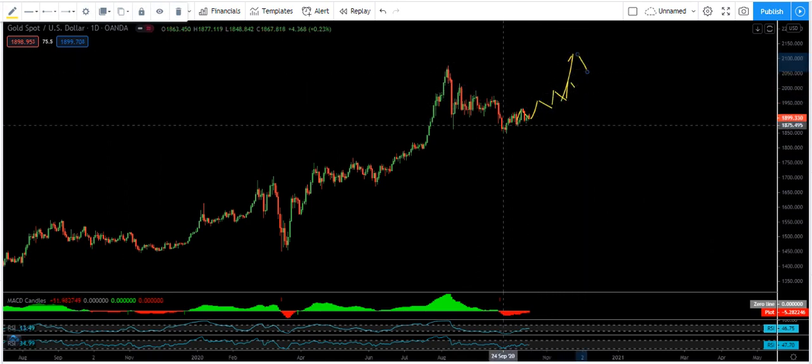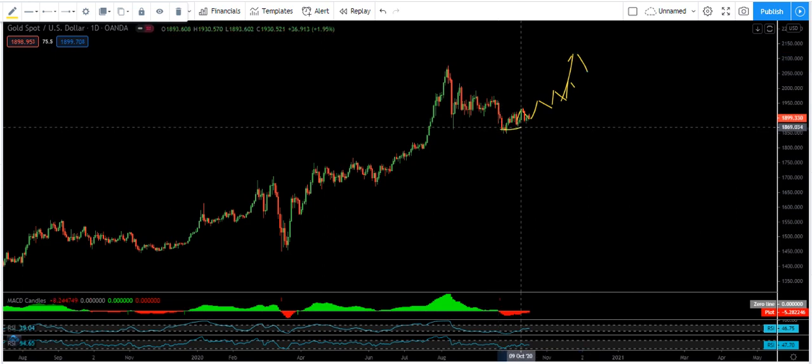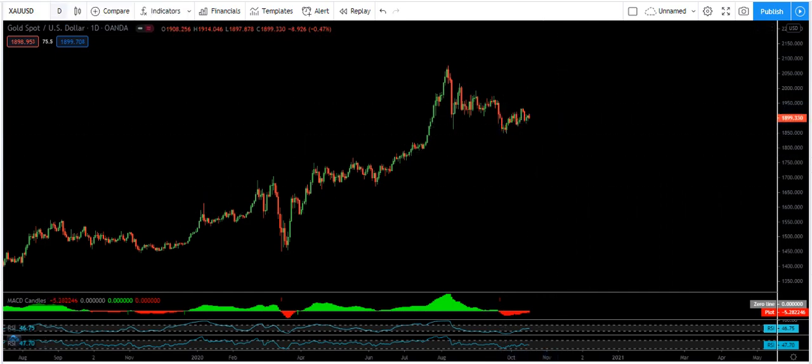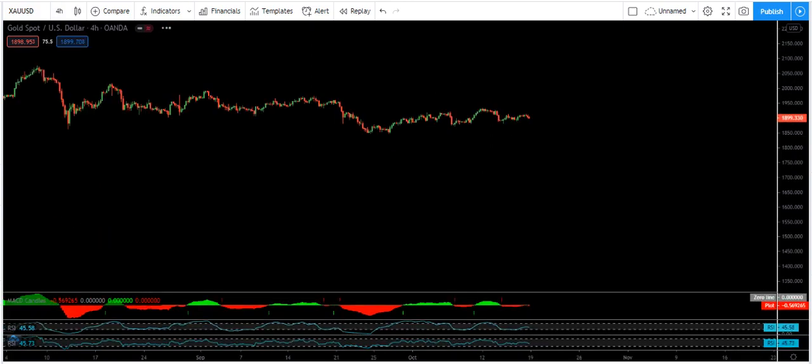Yeah, it's there. But in terms of the trading, we are expecting that we get the correction and the price drops down. This is what we are interested in. Anyway, we move to the four-hour chart.